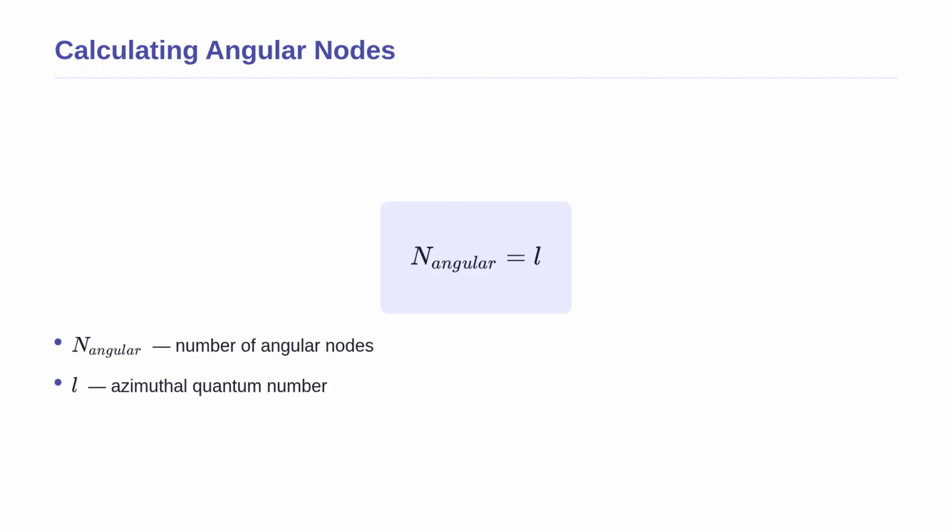For example, an s orbital has an L value of 0, so it has 0 angular nodes. A p orbital has an L value of 1, so it has exactly one flat plane slicing through it. This single slice divides the probability into two distinct regions, giving the p orbital its classic two-lobed dumbbell shape. If you increase L, you add more slicing planes, creating even more complex shapes, like clovers for d orbitals.